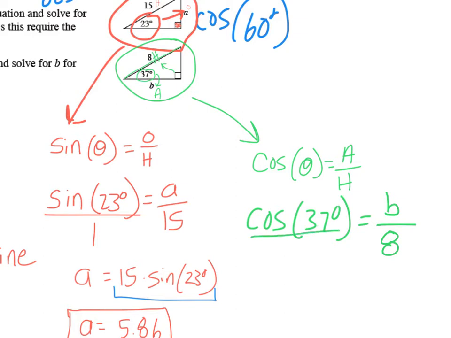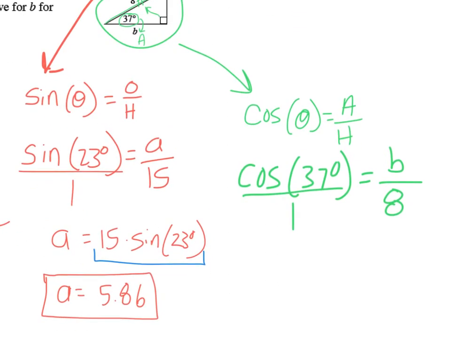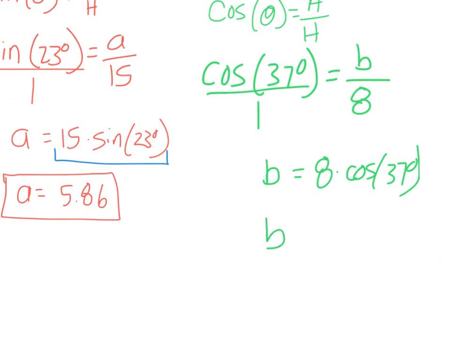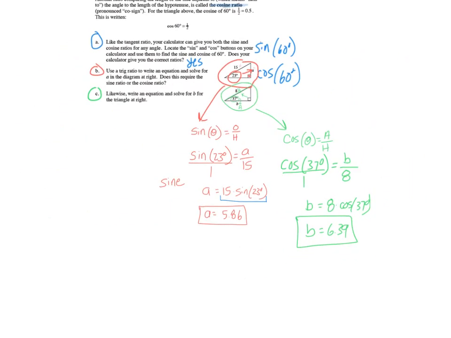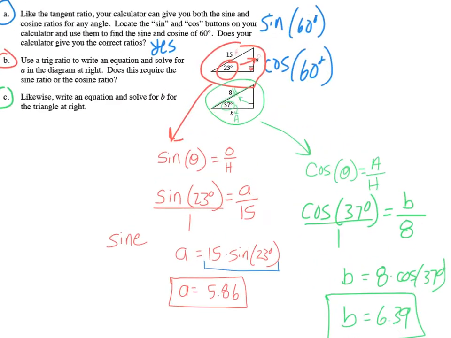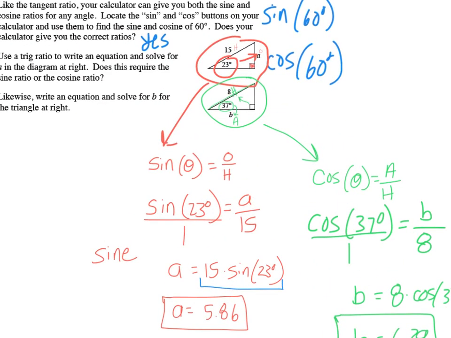And again, I'm going to put this over 1 now, and I'm going to solve it. And so I get 1 times b, which is just b when I cross multiply, and that's equal to 8 times the cosine of 37 degrees. And you type that into your calculator, and your calculator is going to spit a number out for you, and it should be roughly 6.39 units. And so these are 2 more new ratios that we've established to help us solve for missing side lengths within a given right triangle.